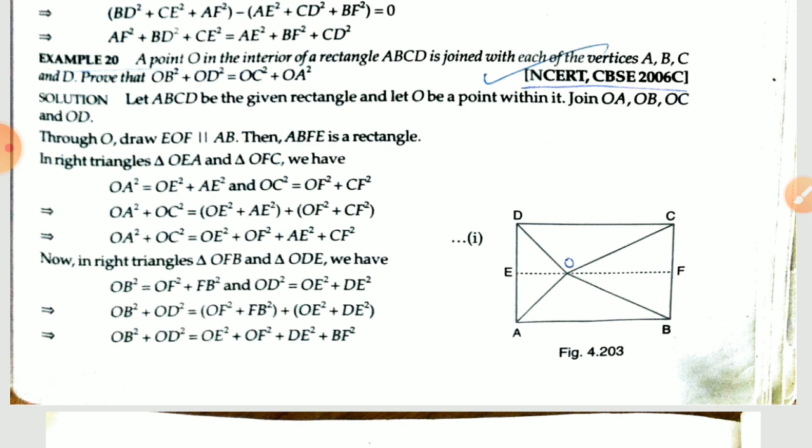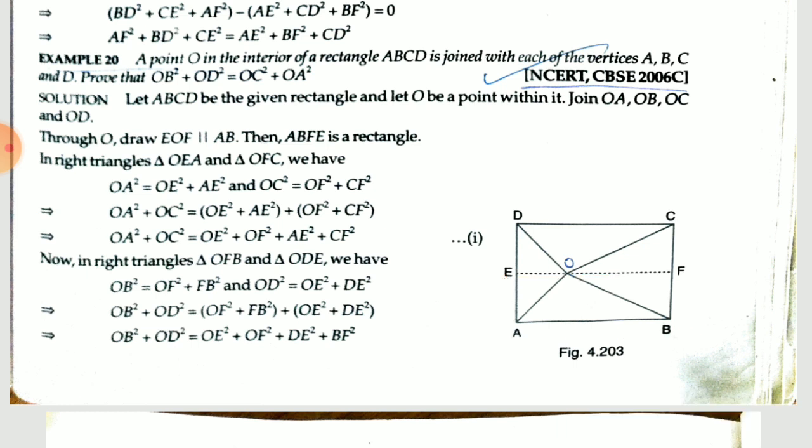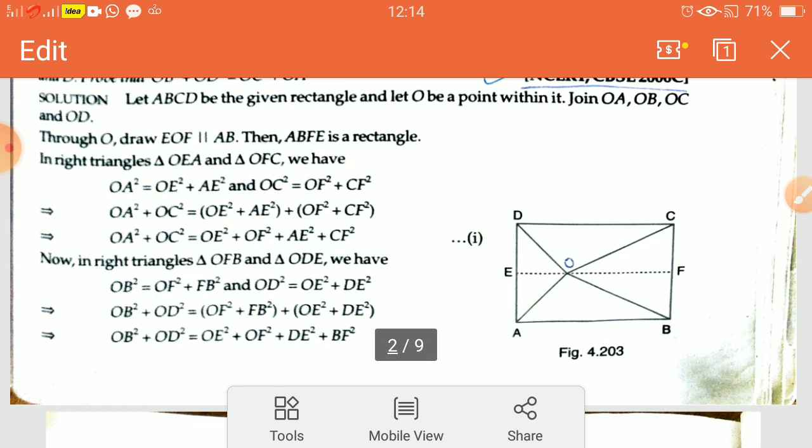So here the construction is drawn, that is, draw EOF parallel to AB. So this is our construction, and now we will see the solution, that is, ABCD be a given rectangle and let O be the point within it, join OA, OB, OC and OD. Then through O draw EOF, just now I have shown you, parallel to AB.